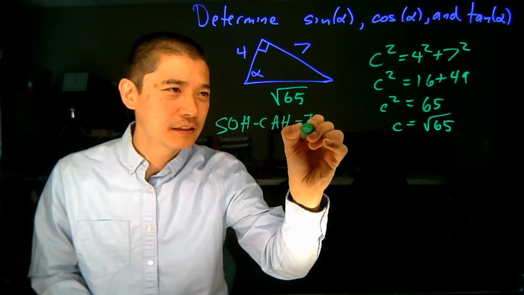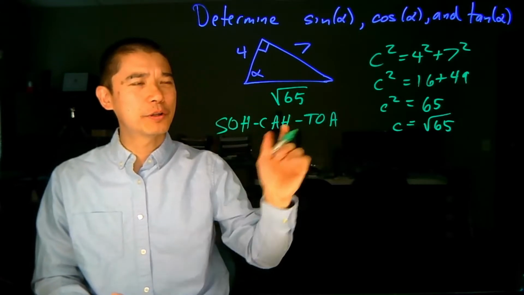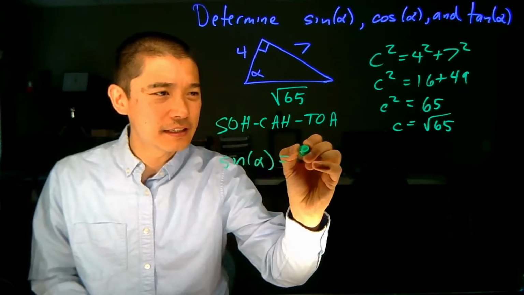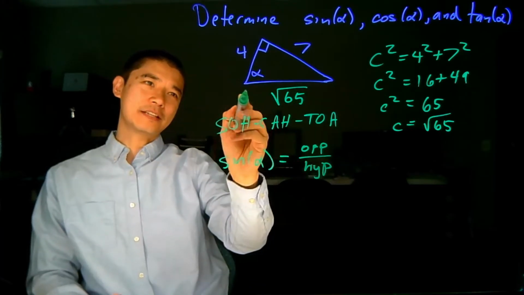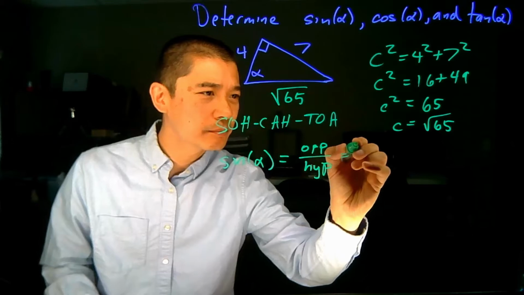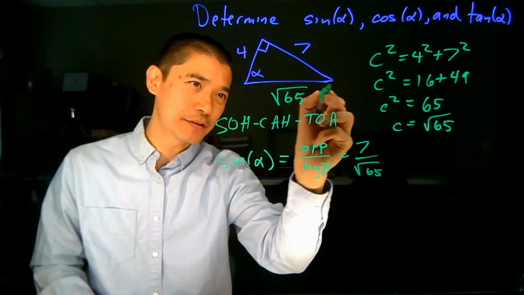SOHCAHTOA. Again, a bunch of meaningless symbols that remind us what the relationships are. So sine of alpha is the opposite over the hypotenuse. Now in this case, here's our angle alpha. The opposite side is 7. And the hypotenuse is the square root of 65. Right? So again, the hypotenuse is the longest side down here.